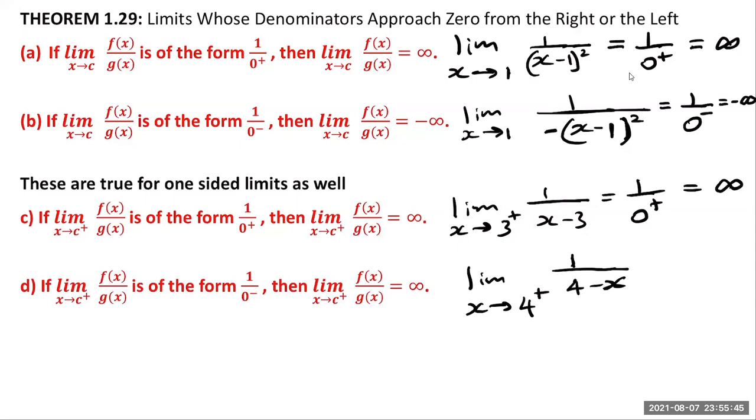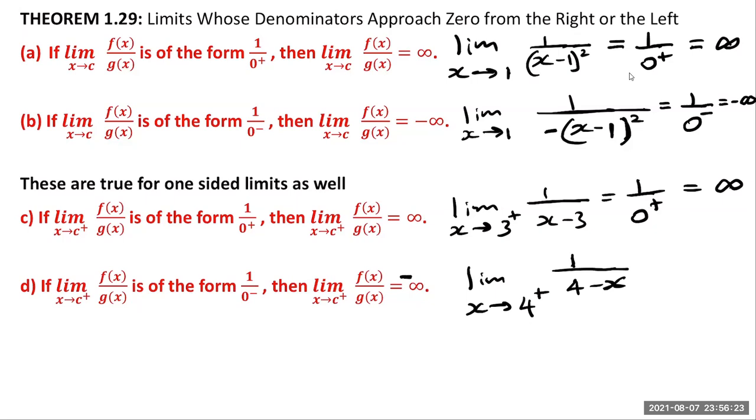And then the last part, if the limit as x approaches c from the right hand side, and when I say right hand side, an equivalent way of saying that is the positive side. Positive side and the right hand side, they are equivalent. If the limit as x approaches c plus of f of x over g of x is of the form 1 over 0 minus, then the limit as x approaches c plus of f of x over g of x is infinity. Minus infinity, pardon me. This should be minus infinity. The minus sign is missing here. Make sure that you put a minus sign.